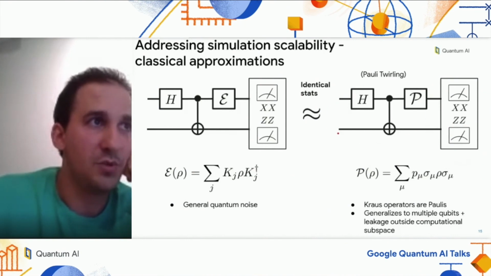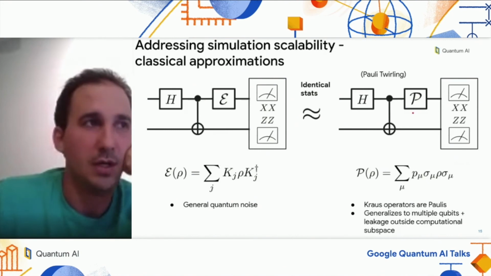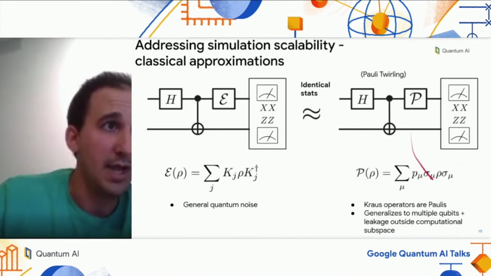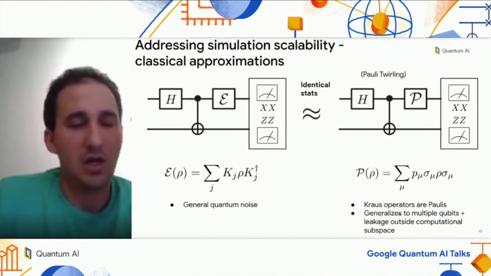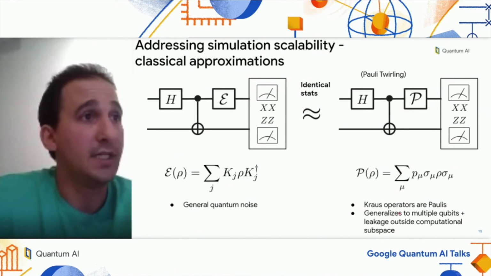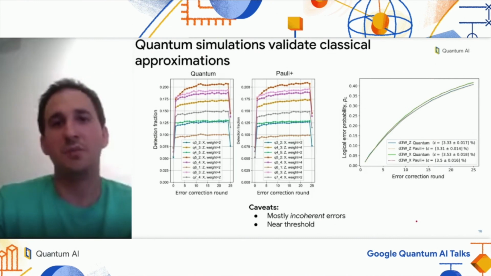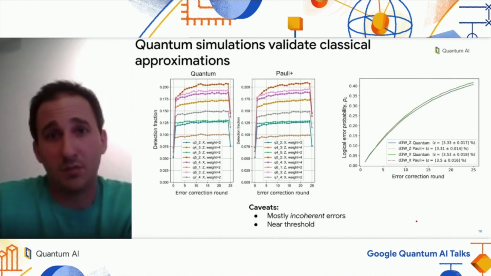This kind of description is also nice because it lets us directly generalize to devices, or to error channels acting on more qubits, and also to error channels allowing us to account for leakage outside the computational subspace. All right, so let me go over some simulations we've done to try to validate this approximation.